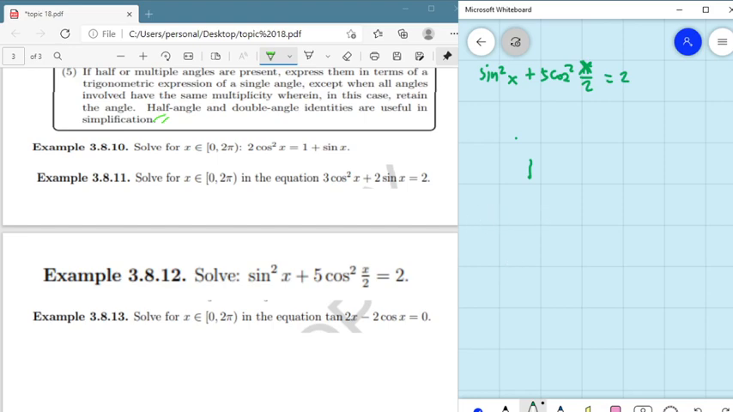Wait, what number are we on? We are still on number 11. Sorry, we are still on number 11.